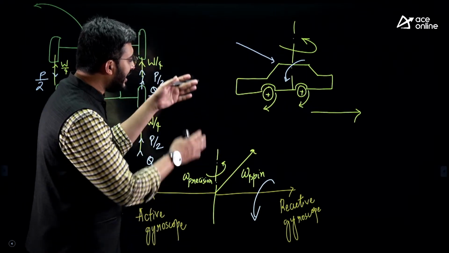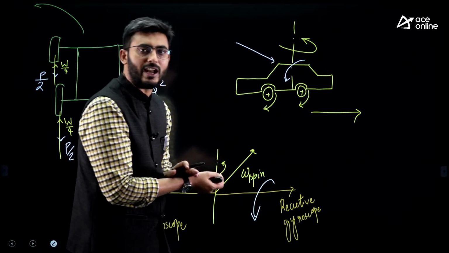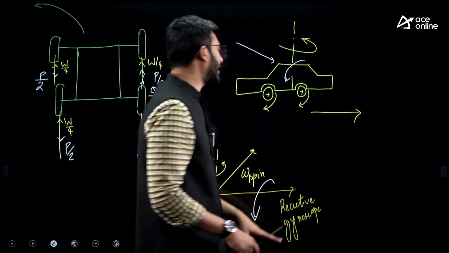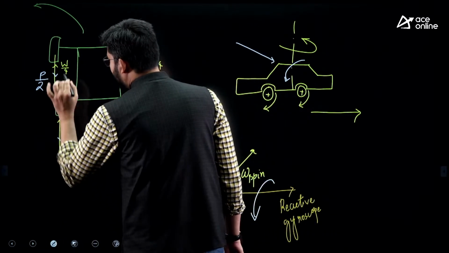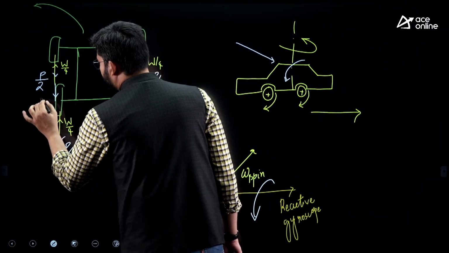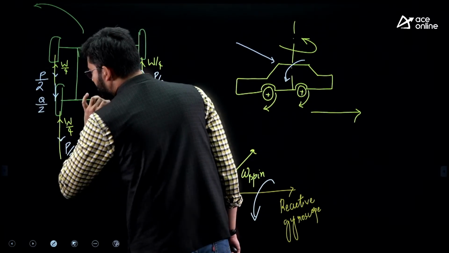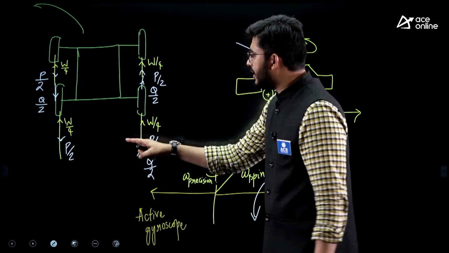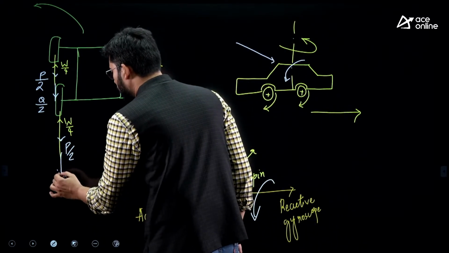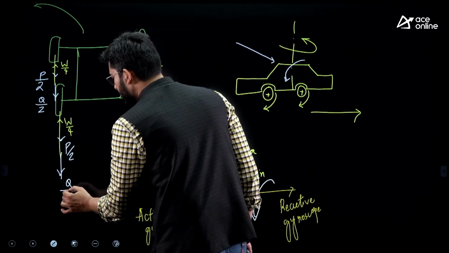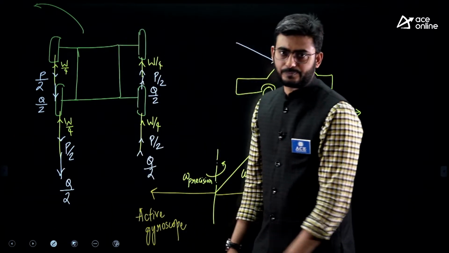So here again the inner wheels will be lifted from the ground and the outer wheels will be pressed against the ground. So here again the centrifugal force is going to decrease the reaction force on the inner wheels, and similarly it is going to increase the reaction on the outer wheels also.